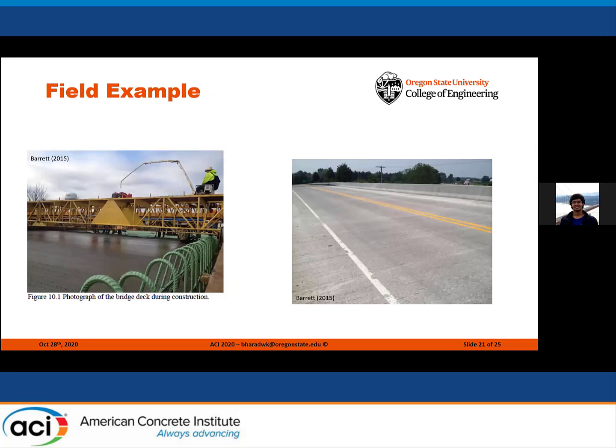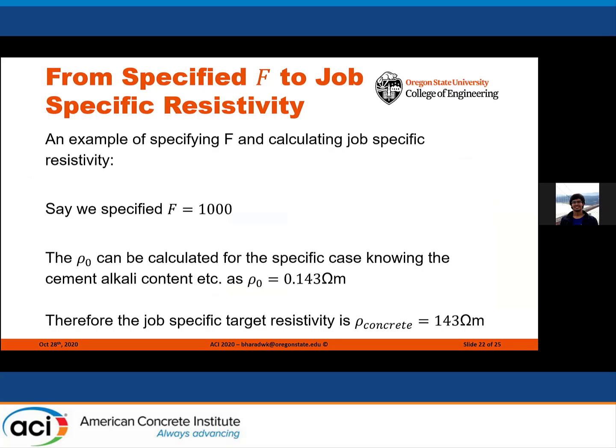Let's look at a field example of a bridge deck in Indiana, where I'll show you how we can go from a specified formation factor to a job specific bulk resistivity. The photo on the left shows the bridge deck during casting, and the picture on the right is the deck after construction was completed. And let me show you an example with some numbers.